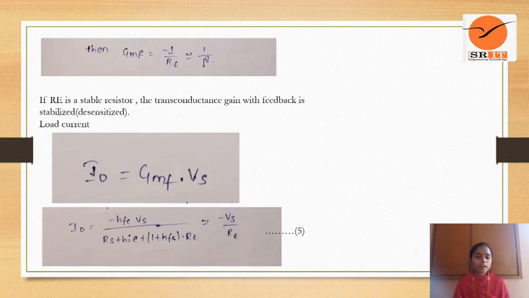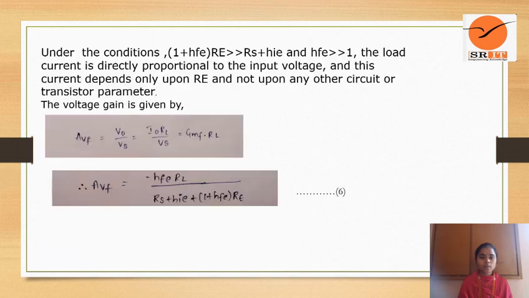I0 is equal to Gmf into Vs. Now we get I0 equal to minus HFE Vs by Rs plus Hie plus 1 plus HFE into Re. Then it will become minus Vs by Re. We get equation number 5. Under this condition, 1 plus HFE into Re is greater than Rs plus Hie and HFE is greater than 1, then the load current is directly proportional to the input voltage, and this current depends only upon Re, and it does not depend upon any other transistor circuit parameter.